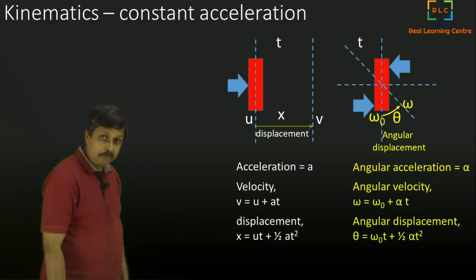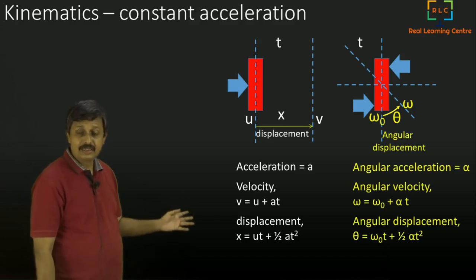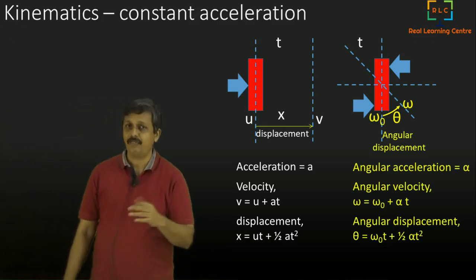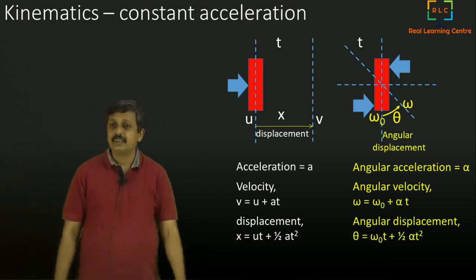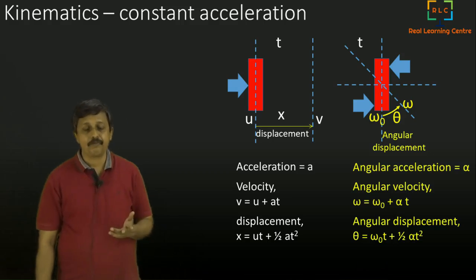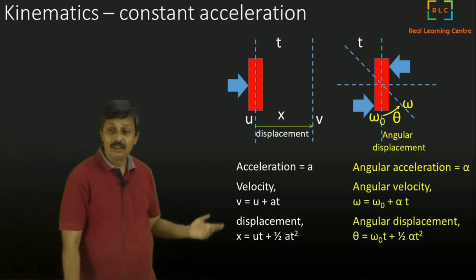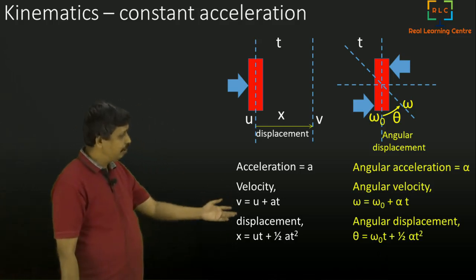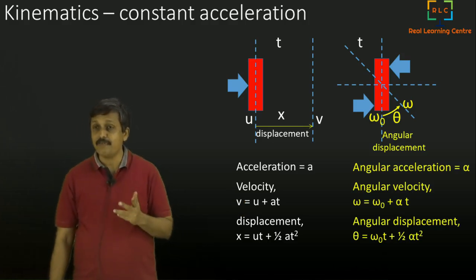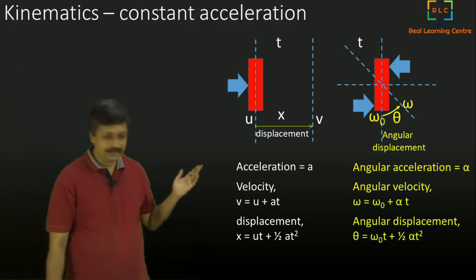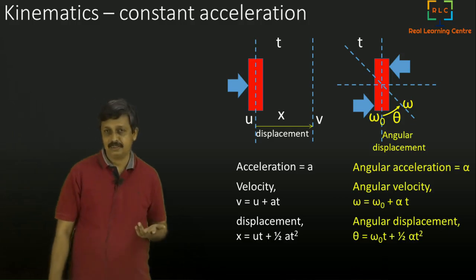Similarly, for displacement x, we give the formula x is equal to ut plus half at square. We can use the letter s or x; here we are using x is equal to ut plus half at square. So similarly, angular displacement theta is omega naught t plus half into alpha t square. Omega naught is equivalent to u. So you can write these formulae yourself once you know what the equivalent things are.